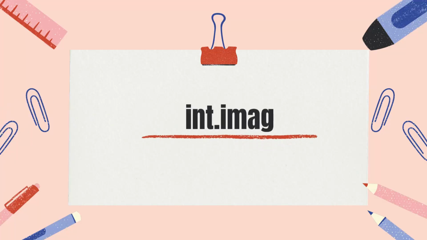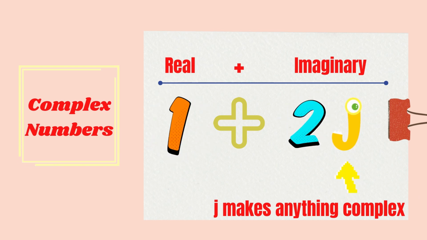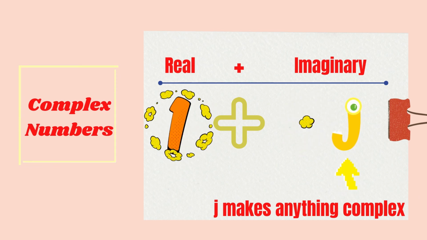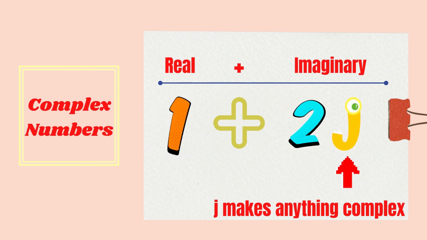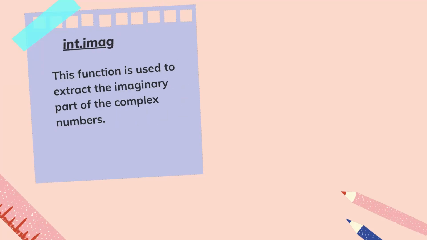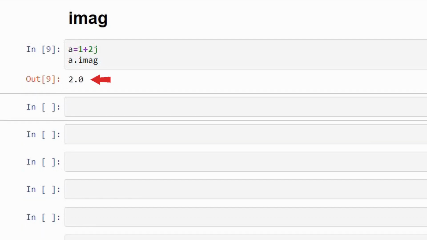Moving on to the next integer function, which is imag. Now, as we know, all complex numbers have a real and an imaginary part. The imaginary part contains j appended to a numeric literal, which is then added to an integer or float to get a complex number. To extract these parts from the complex number, we have real and imag functions in the integer class. For example, we have a complex number 1 plus 2j. To extract the imaginary part, that is the part with j in it, we can call the function imag on variable a, and the result is 2.